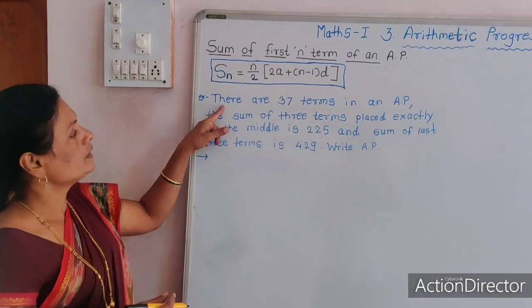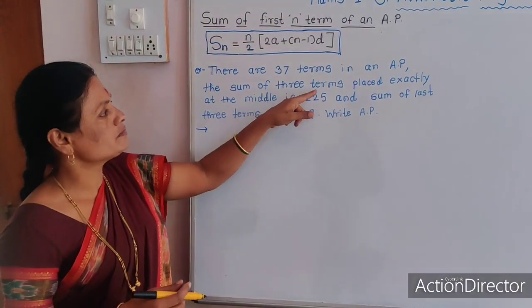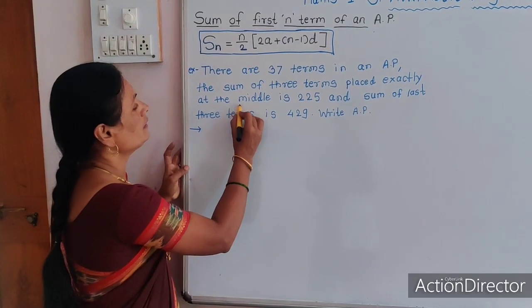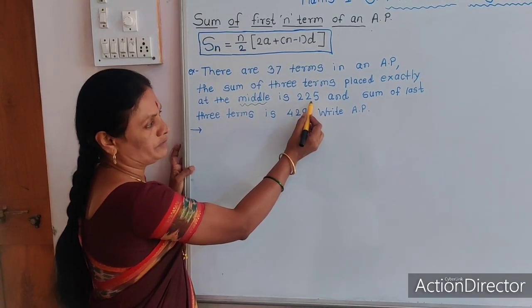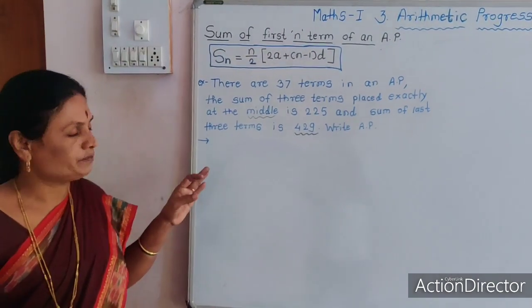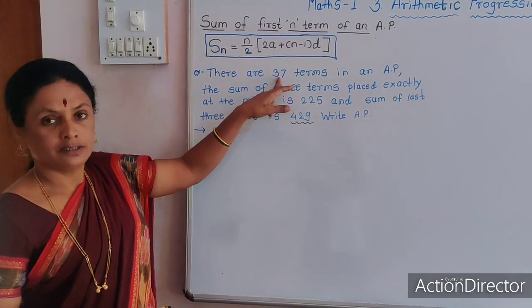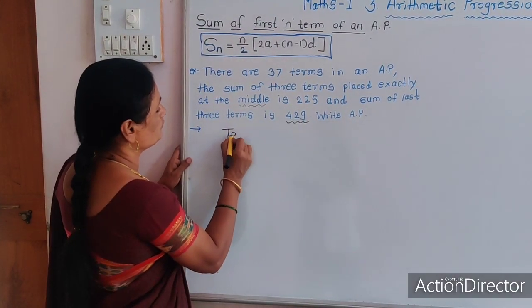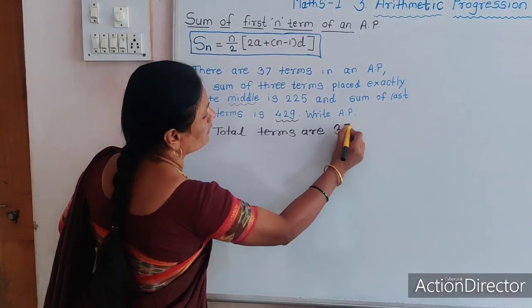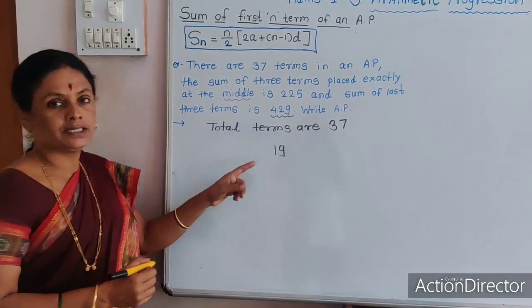Next example: there are 37 terms in an AP. The sum of the 3 terms placed exactly at the middle is 225, and the sum of the last 3 terms is 429. Write the AP. Now look here. Total terms are 37. Among these 37 terms, the middle term is the 19th term.